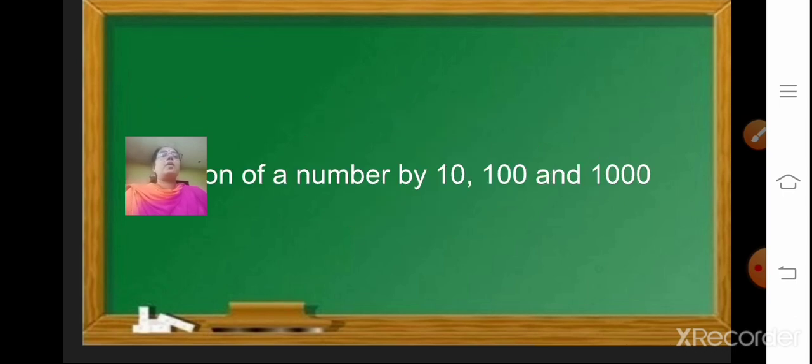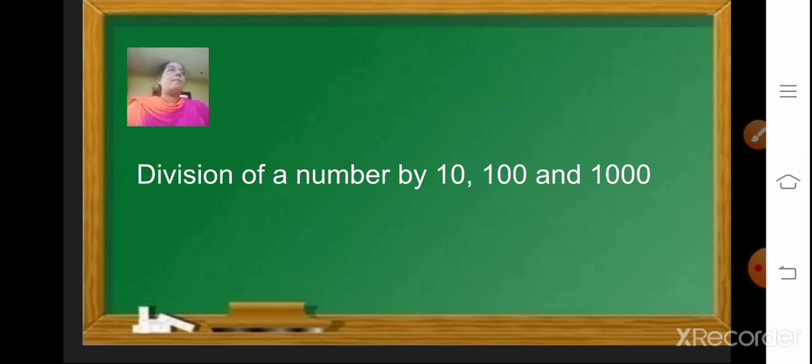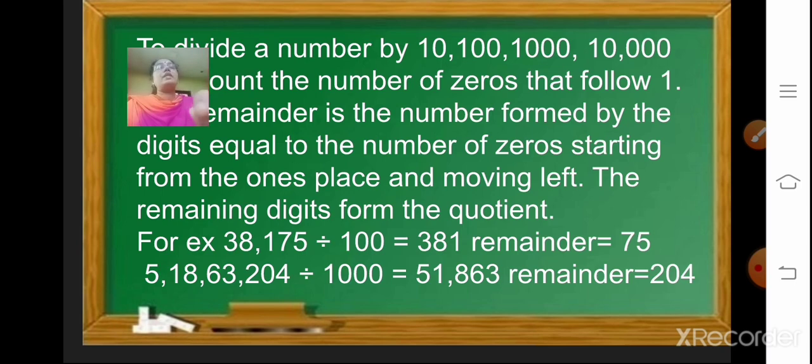Now coming to the next topic, that is division of a number by 10, 100 and 1000. How do you divide a number by 10, 100 and 1000? It's very simple. To divide a number by 10, 100, 1000 or 10,000, count the number of zeros that follow 1. The remainder is the number formed by the digits equal to the number of zeros, starting from the ones place and moving left. The remaining digits form the quotient.